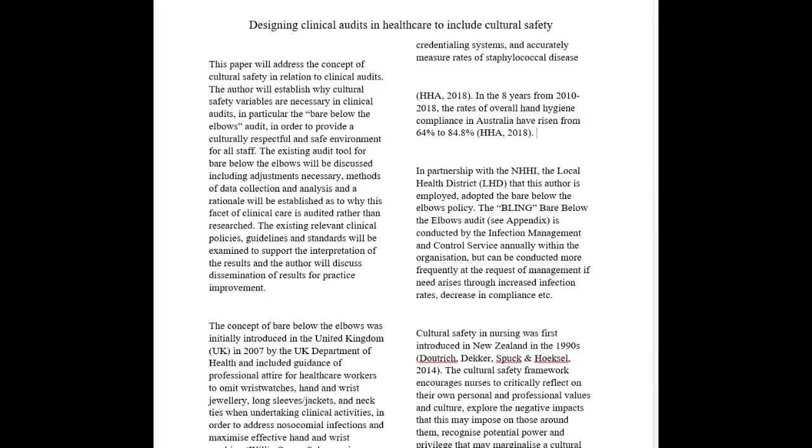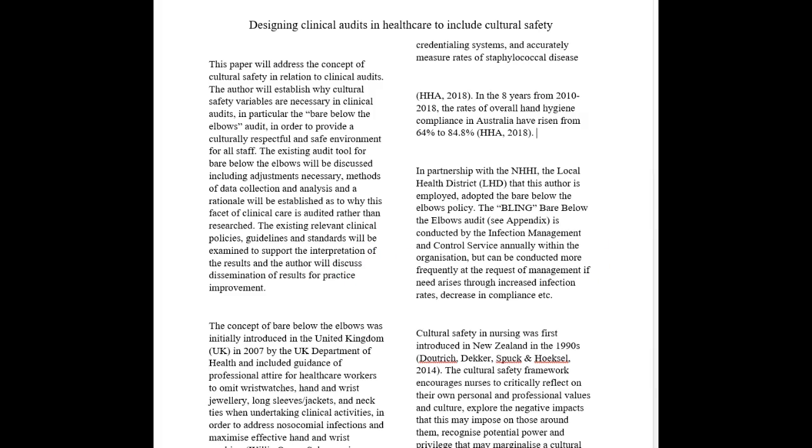So let's have a look at this. We'll go through this in a bit more detail, a bit like the videos on the critique. So the student has done some lovely signposting here. It talks about address the concept of cultural safety, existing audit tool will be discussed in any adjustments and methods, which you can also do. Existing relevant policies, guidelines, and will be examined.